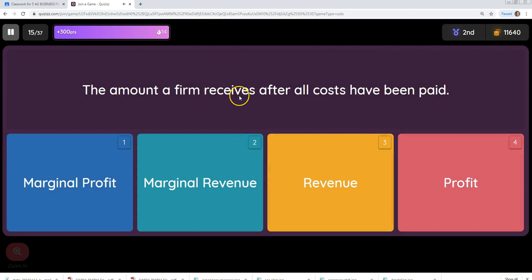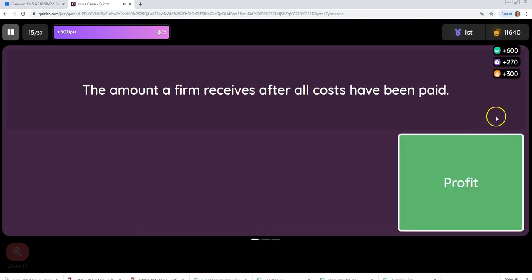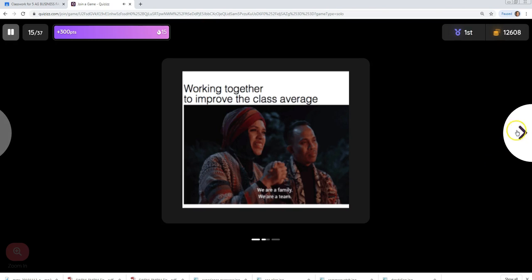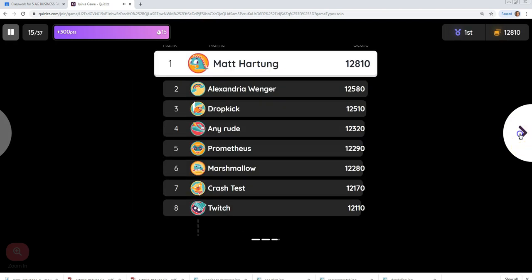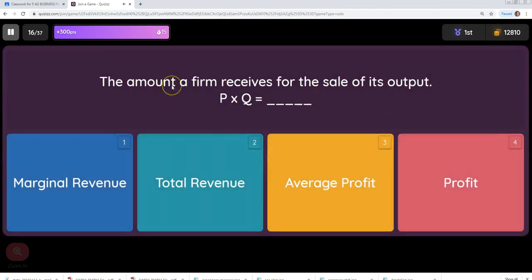The amount a firm or a business or an organization receives after all costs have been paid: profit. Whole point of being in business, hopefully, to make money. The amount a firm receives for the sale of its output: price times quantity equals total revenue, yes.